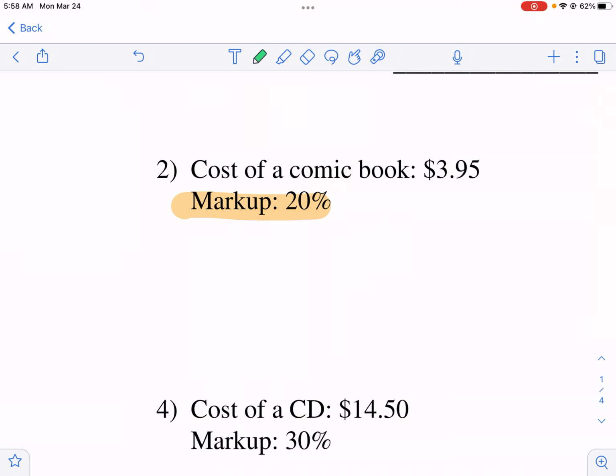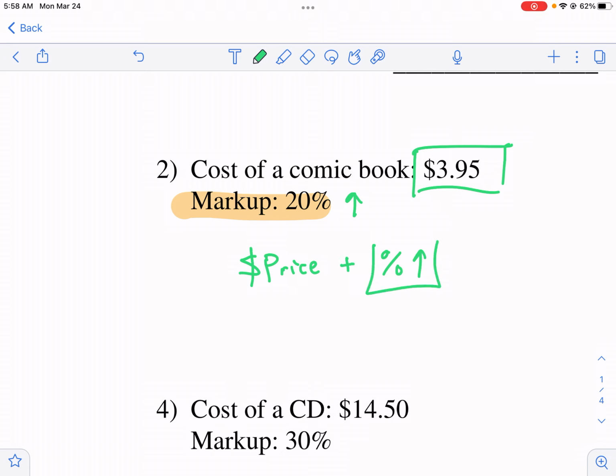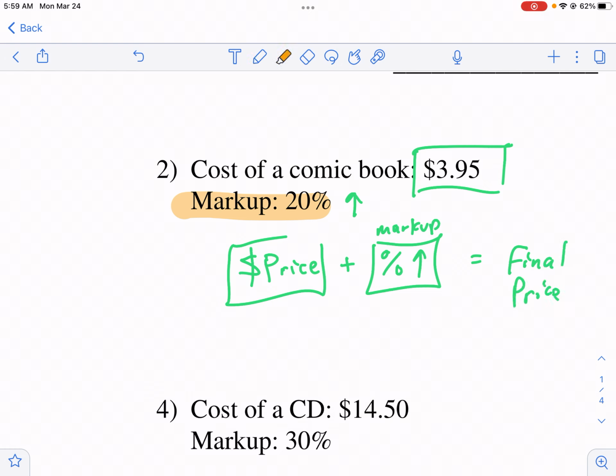So first off, what is a markup? A markup is an increase in price. So if inflation happens or if an item becomes popular, whatever the circumstances are, the price is going to increase. Now, how do we handle this with money? We're going to have a price of an item, and then a percentage that is going to either increase or decrease. In this case, it's a markup, so it's going to increase. And then we are going to add these two things together. So there's the price, there's the markup itself that we're going to add to it, and then that's going to equal the final price.